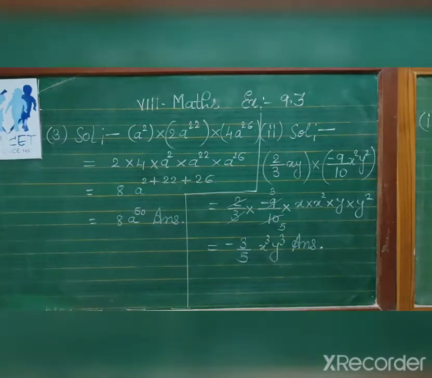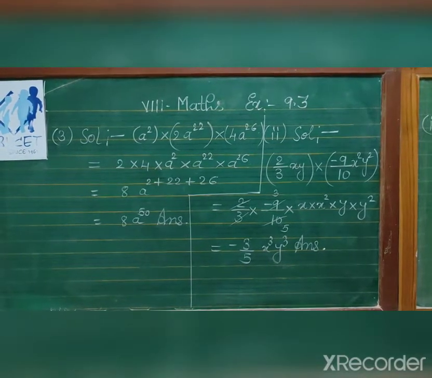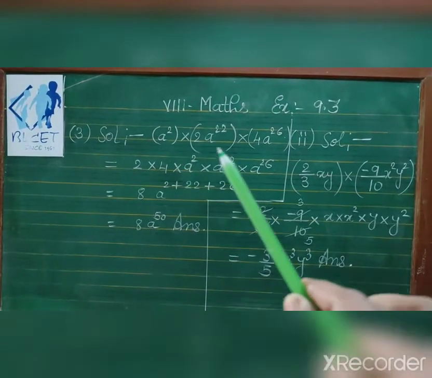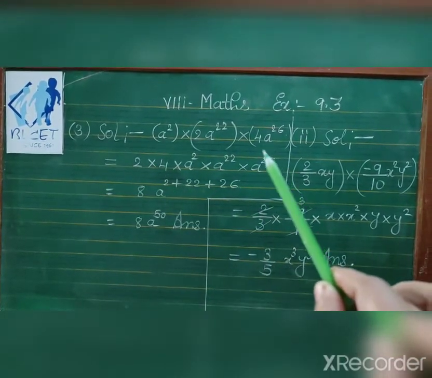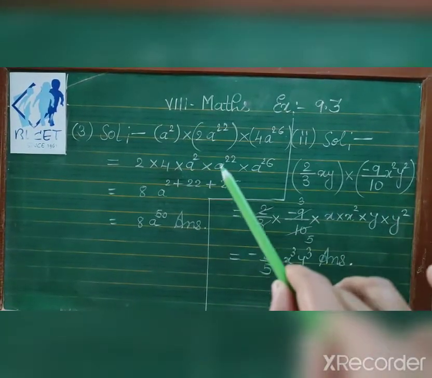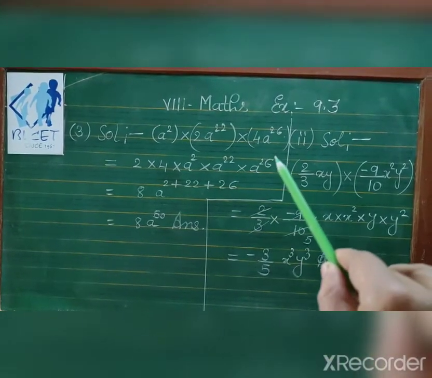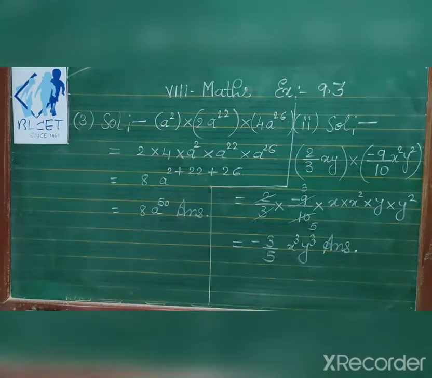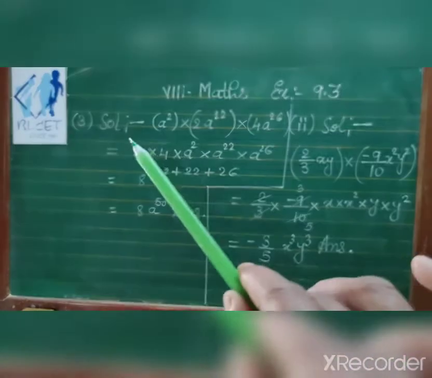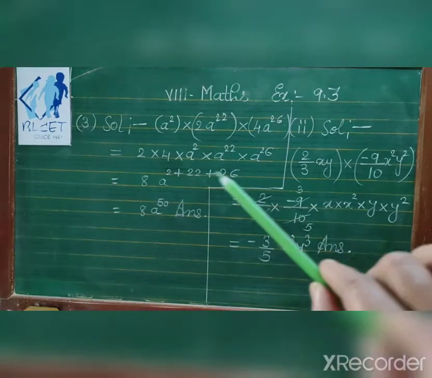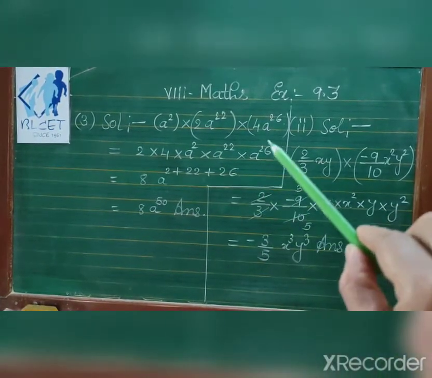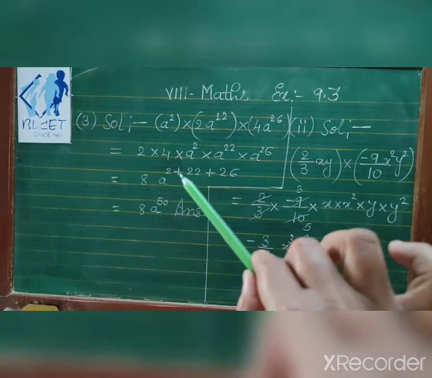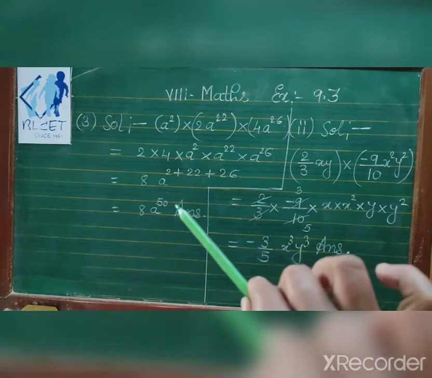Okay. Now you can see the first part of question number 3: 2a to the power 22 into 4a to the power 26. So coefficients first, you will write 2 into 4. Then a to the power 22 into a to the power 26. Laws of exponents: if the same bases are with a multiplication sign, we add the exponents. So 2 fours are 8. a to the power 22 plus 26, 22 plus 26 is 48. So a to the power 48.